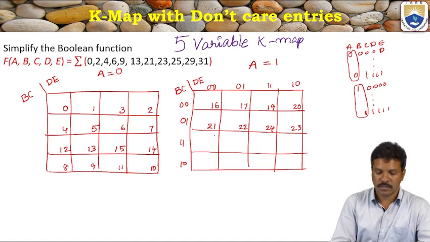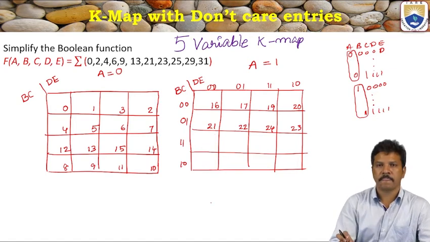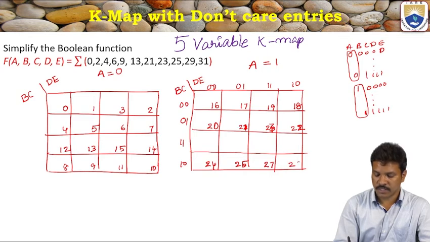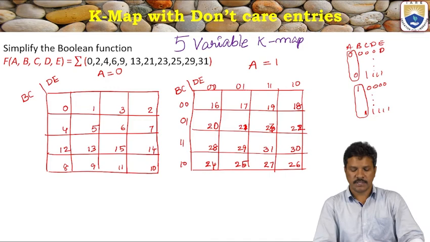16, 17, 19, 18, 20, 21, 23, 22, 24, 25, 27, 26, 28, 29, 31, 30. So in this way we can take the numbers.